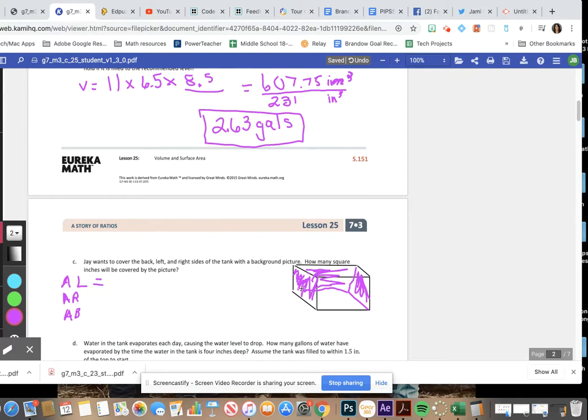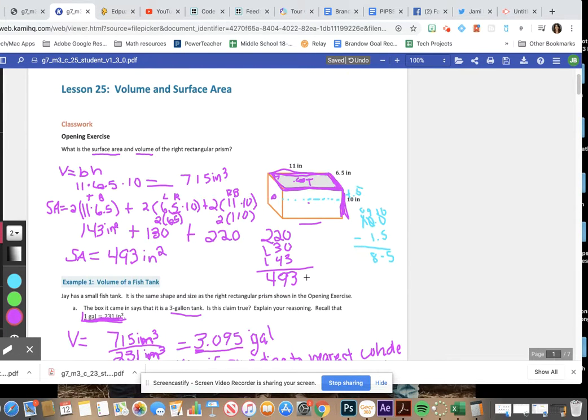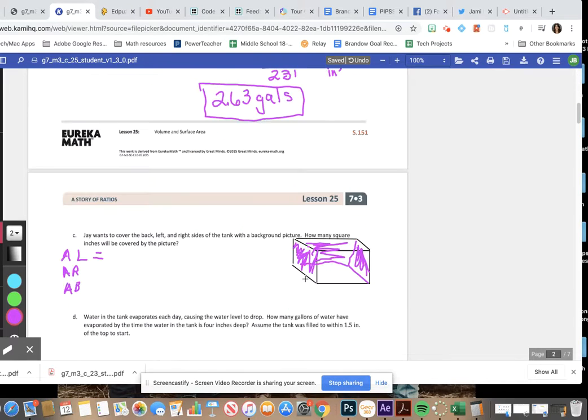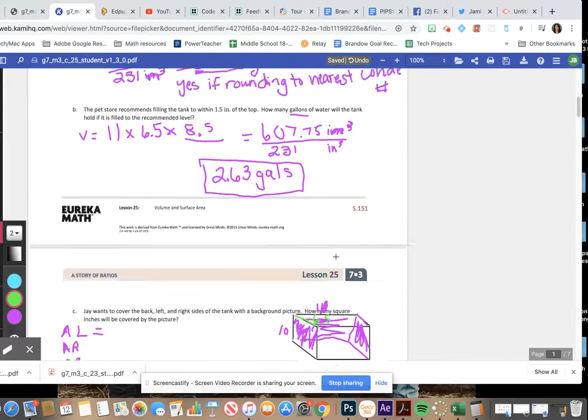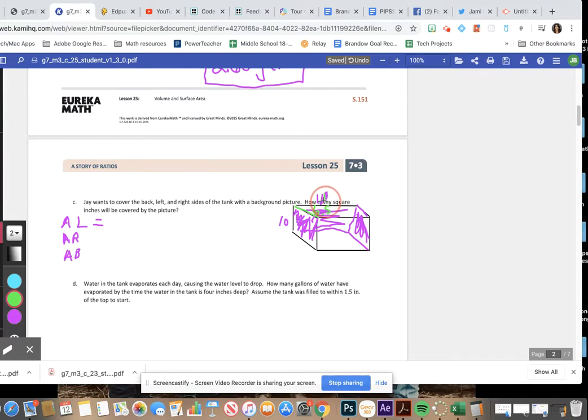So area of the left, I believe we were, what is it, 10 by, get these measurements in. The height is 10. This is 11. And this piece right here is 6.5, I think. Let me double check. Yep, 6.5 by 10 by 11, which is back here. And height was 10.